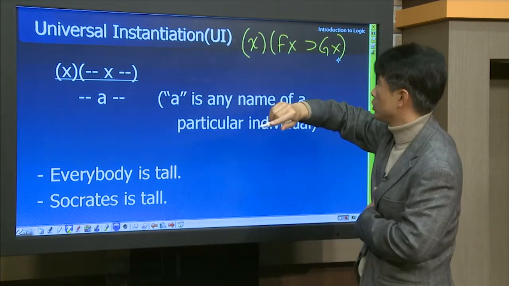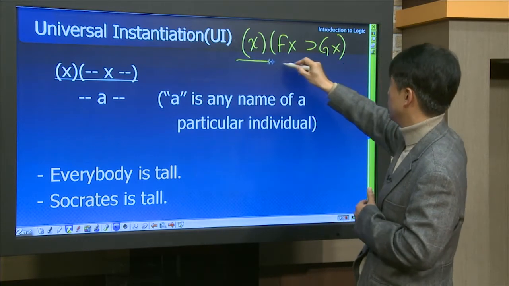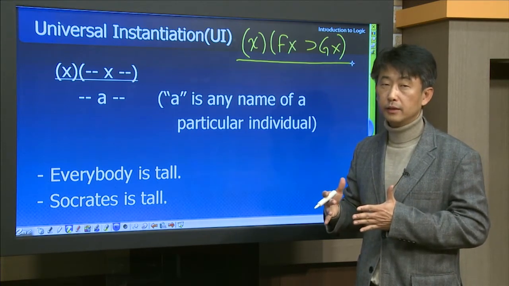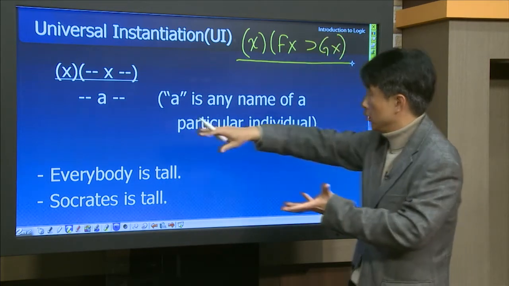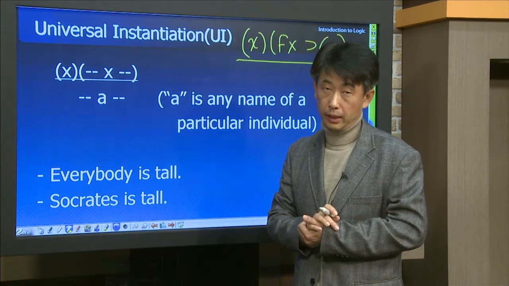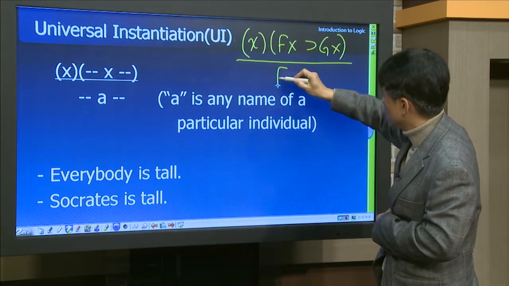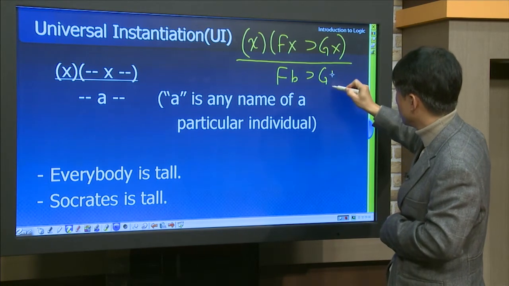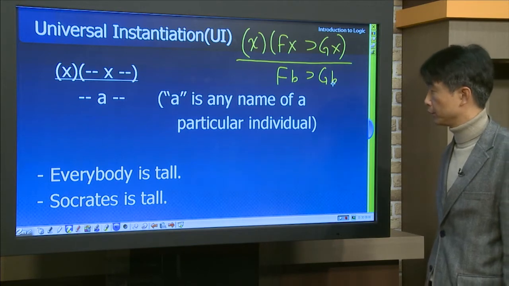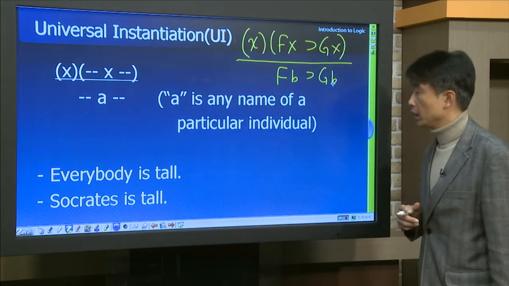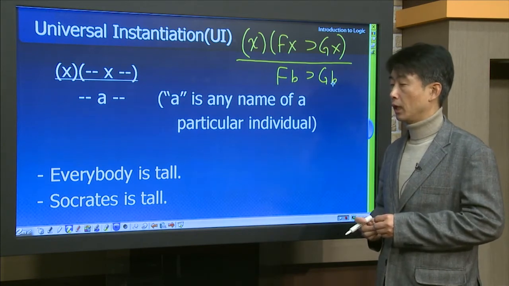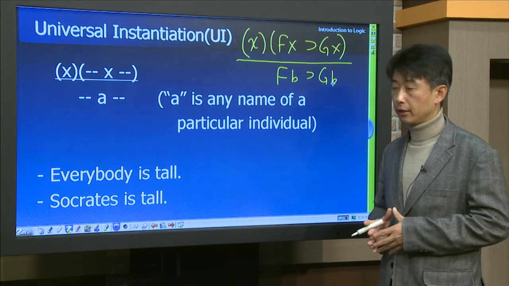Okay? Universal instantiation rule says I can derive a sentence obtained by replacing X with a particular name. You can use any letter whatsoever. I happen to use A, but you can use a different name. Let's say B. Okay, so you can derive FB then GB by the rule UI. Okay, that's what the rule says we can do. So A is any name of a particular individual. A, B, C doesn't matter. You pick a particular name and replace the variable with that name.